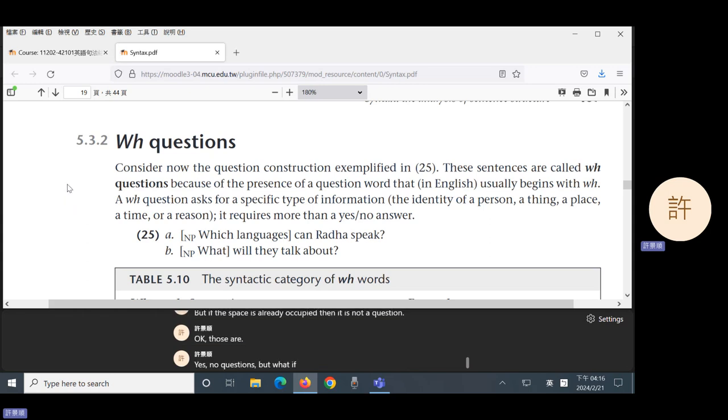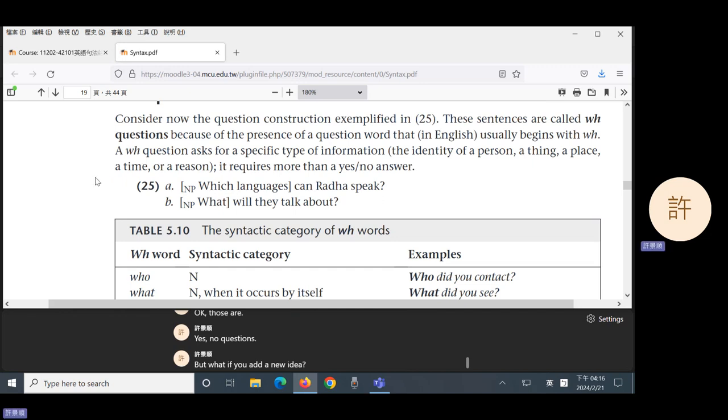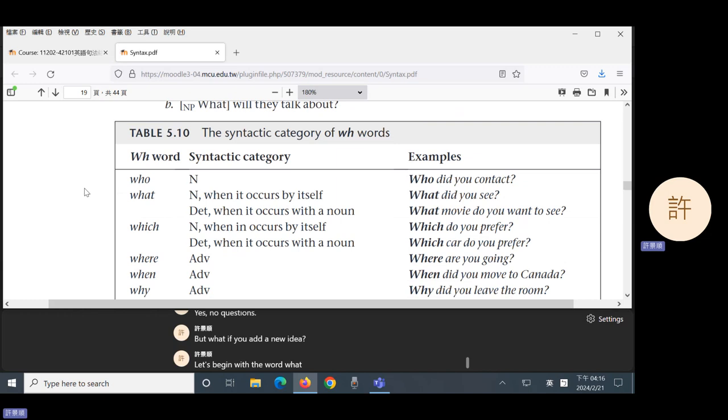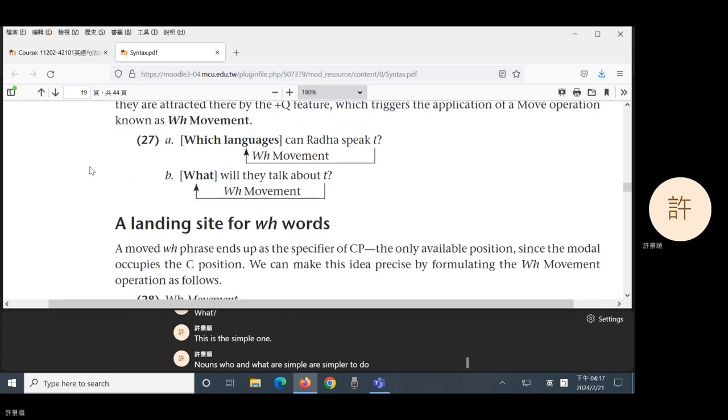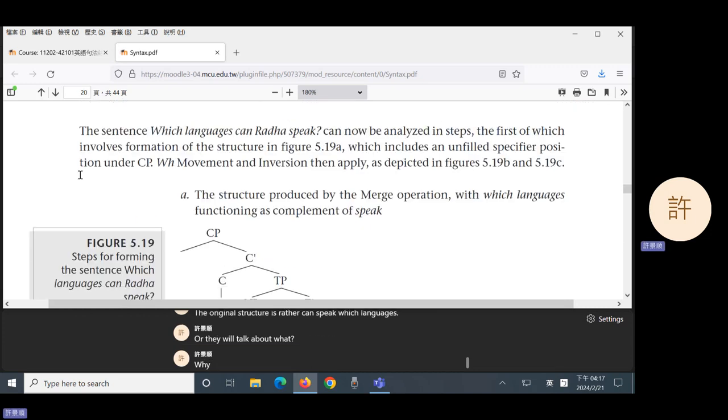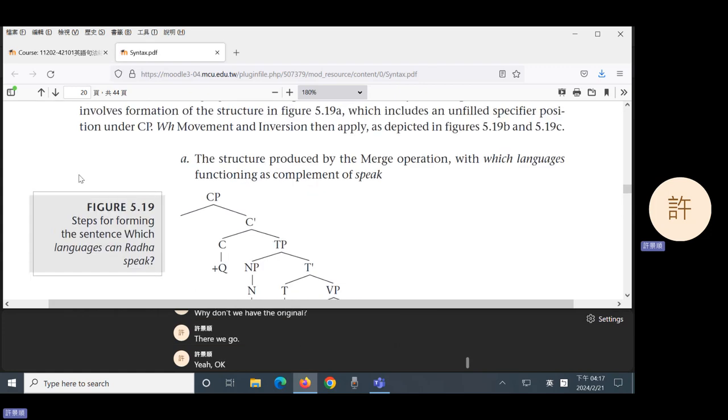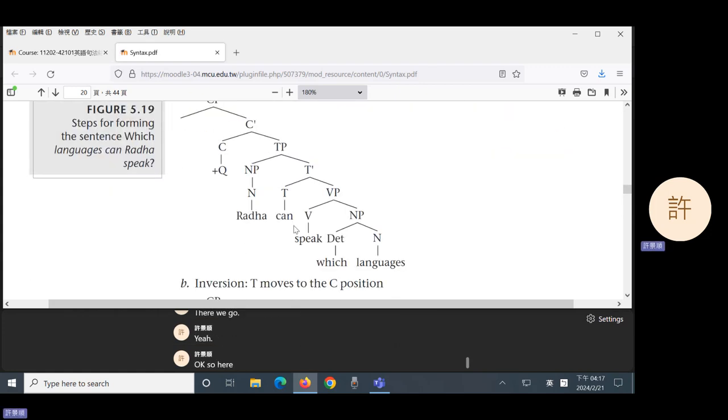But what if you add a new idea? Let's begin with the word what. This is the simple one. Nouns, who and what are simpler to do. The original structure is still the same. The original structure is Radha can speak which languages? Or they will talk about what? So here, this is the original order of the sentence. Radha can speak which languages?